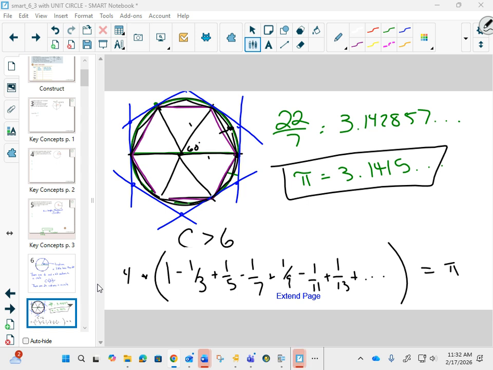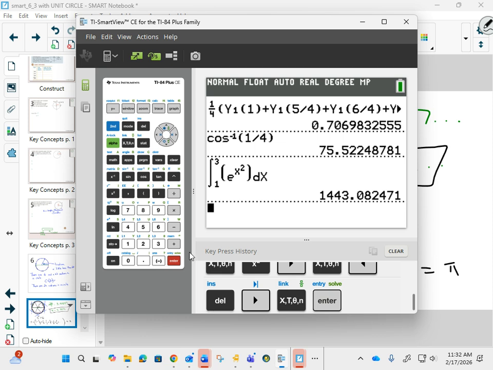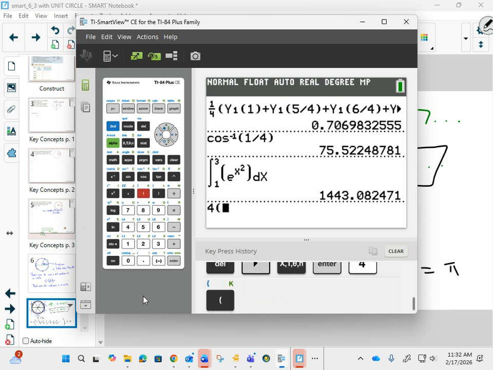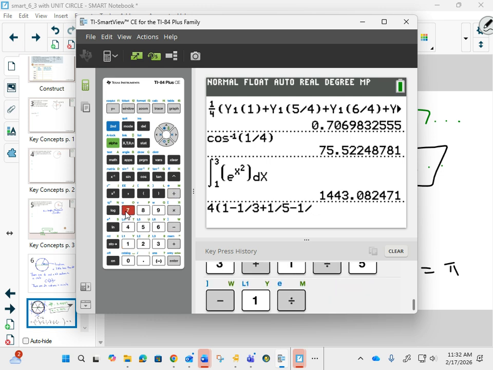1 minus a third plus a fifth minus 1/7. We could even... I'm sorry, this is interesting math. I should not be wasting your time. 1 minus a third plus a fifth minus a seventh. When do you want me to stop?